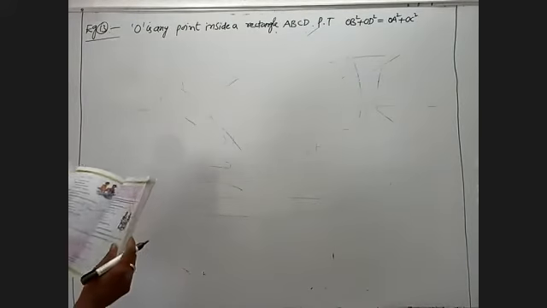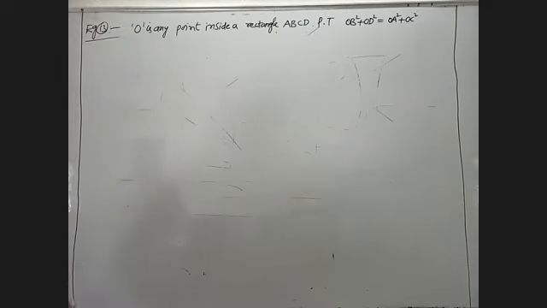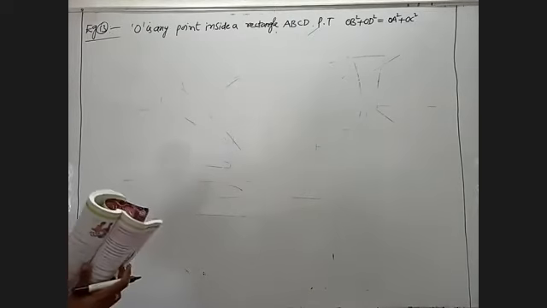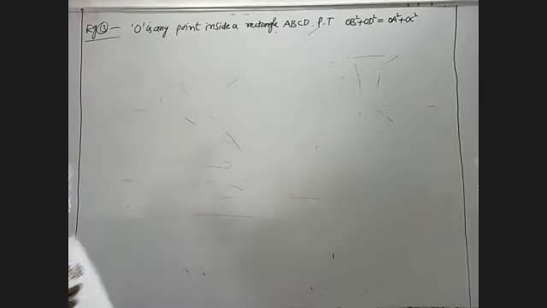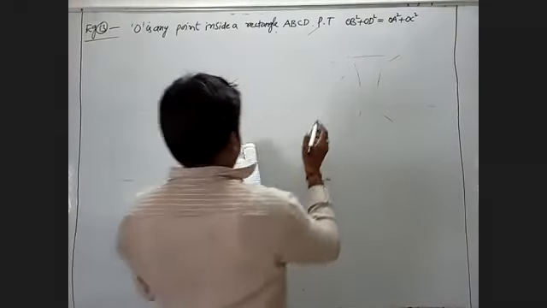O is any point inside a rectangle ABCD. Prove that OB square plus OD square is nothing but OA square plus OC square. First, I will draw a figure.